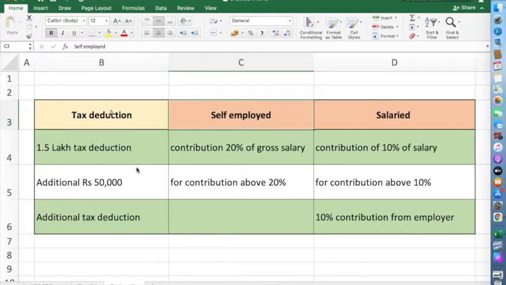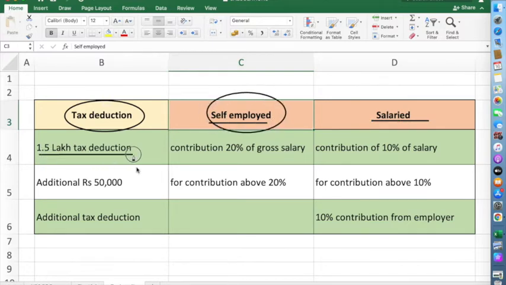Now let's see what are the tax deductions you get when you enroll in Tier 1 NPS. Let's make a comparison for self-employed as well as salaried person. If a person is not salaried, then he is considered as self-employed person. We get a tax deduction of 1.5 lakh.